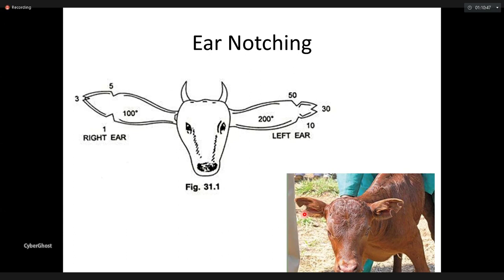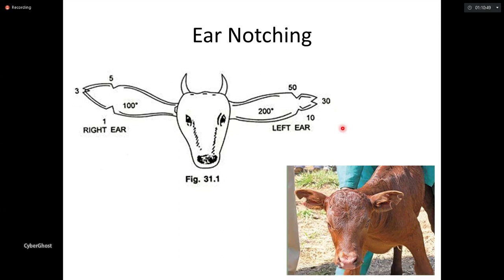This is very popular among pigs, swine, most of the time, but even in cattle they are practicing it in some cases. They have given a particular number to each notch, depending on whether it is on the left side or the right side of the face, the right ear. They have given a specific number to that particular place. So this is number 10, this is number 30, this is 50. This is number 5, 3, 1, something like that.